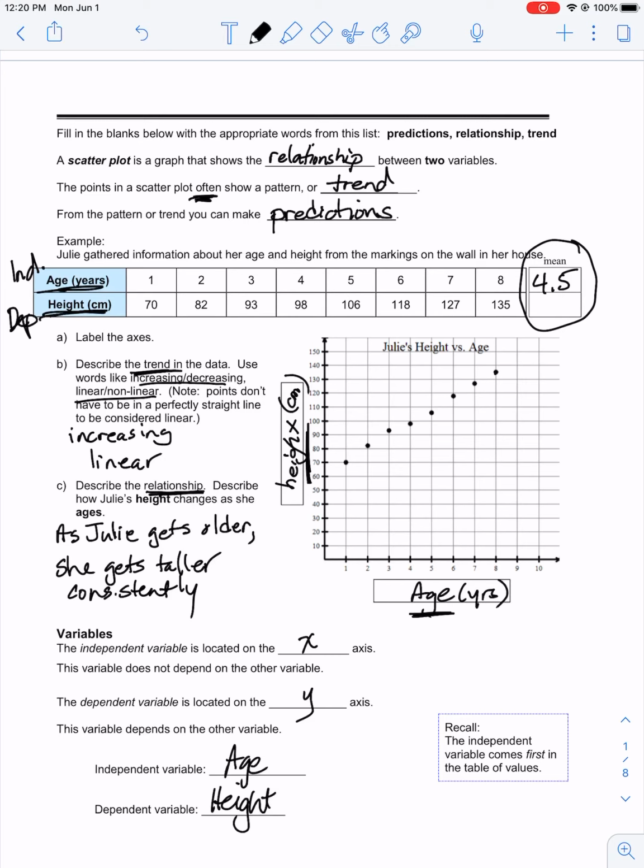Now, for her average height, 70 plus 82 plus 93 plus 98 plus 106 plus 118 plus 127 plus 135. Hit equals, then divide by 8, and I get about, rounded, about 104. It's 103.625. So now what I want to do is plot that point. So 4.5 and 104 is about right here.